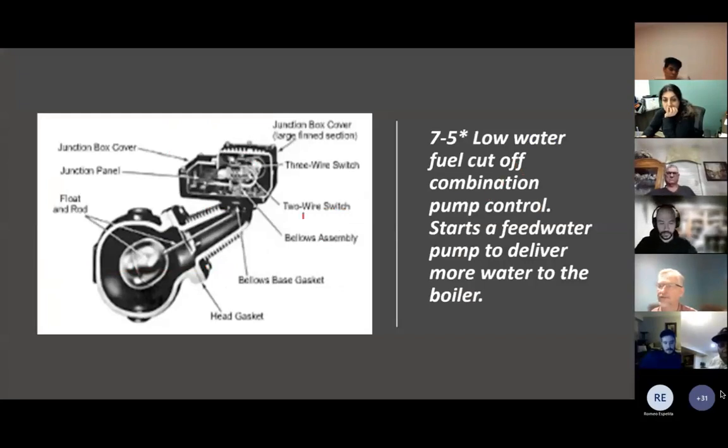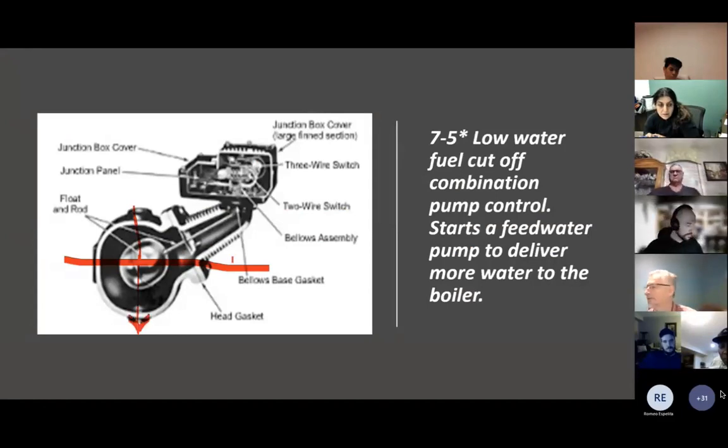Combination pump control. If it's labeled as a combination pump control, this one will probably have an alarm switch, and also start the feed water pump to add more water as the level drops down.